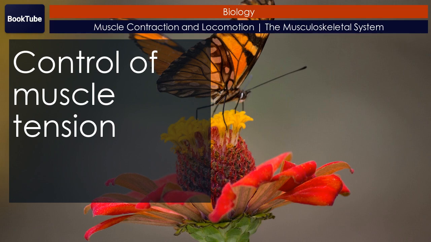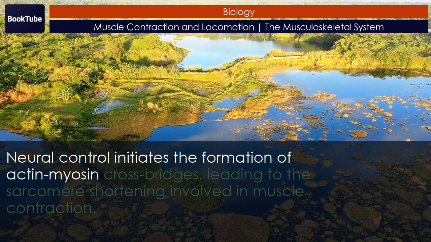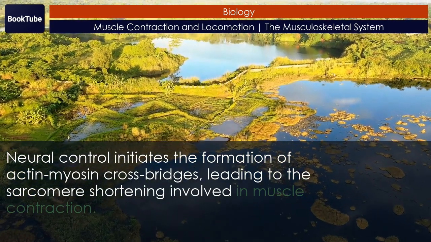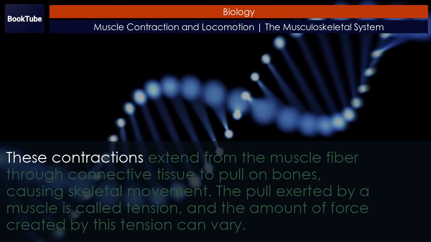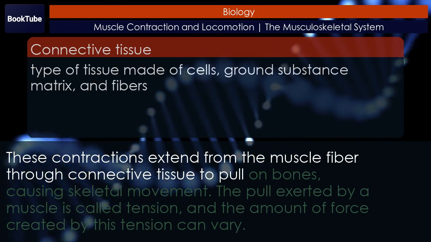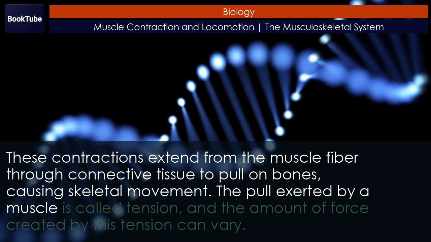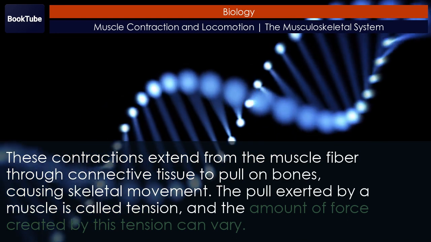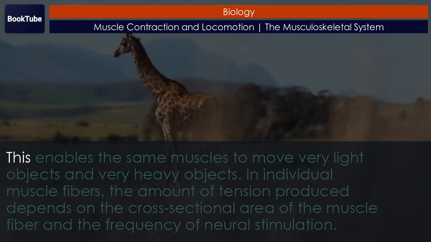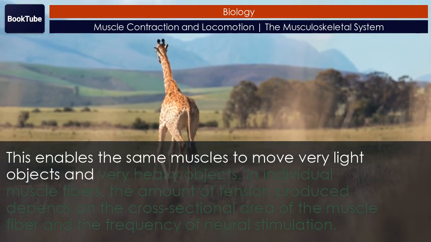Control of muscle tension. Neural control initiates the formation of actin-myosin cross bridges, leading to the sarcomeres shortening involved in muscle contraction. These contractions extend from the muscle fiber through connective tissue to pull on bones, causing skeletal movement. The pull exerted by a muscle is called tension, and the amount of force created by this tension can vary. This enables the same muscles to move very light objects and very heavy objects.